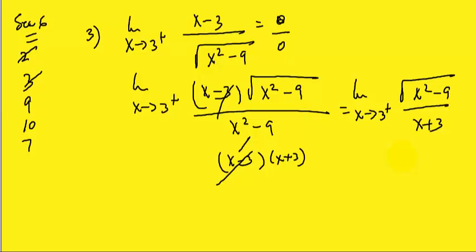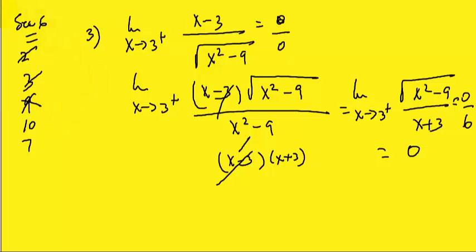I'm through with algebra, and I'm going to plug in again. When I plug in on the top, that's going to give me 9 minus 9, which is 0, over 3 plus 3, which is 6. The answer is 0. That's where the function goes when it goes from the right-hand side to 3. It's going to go to 0.